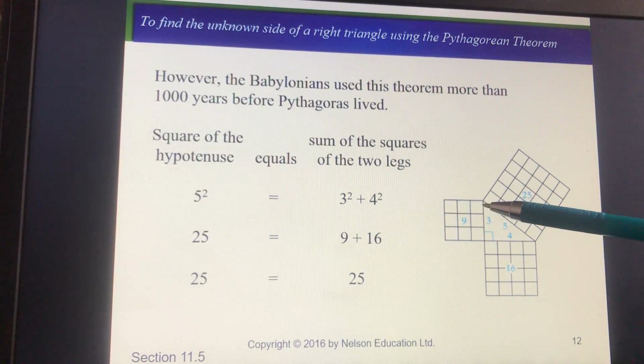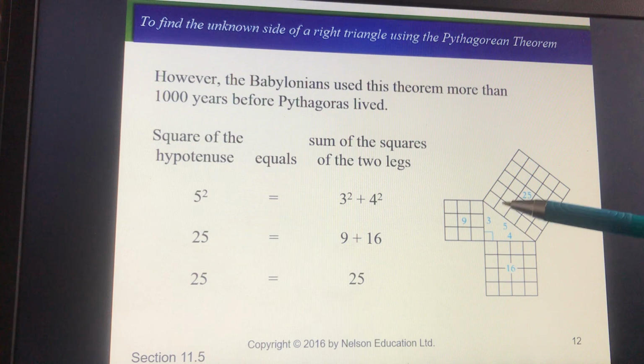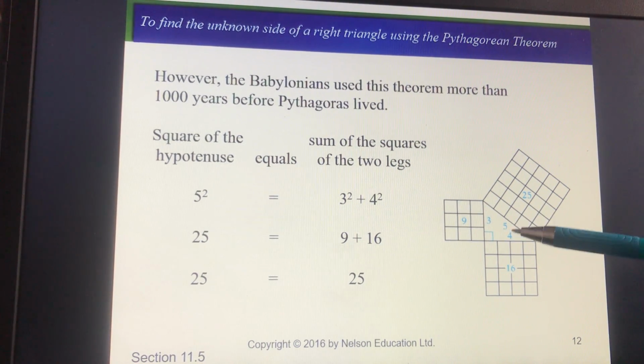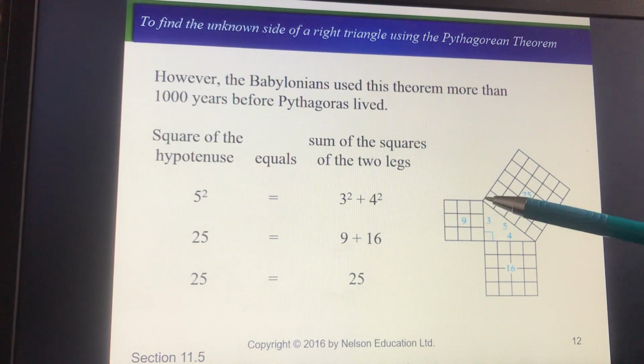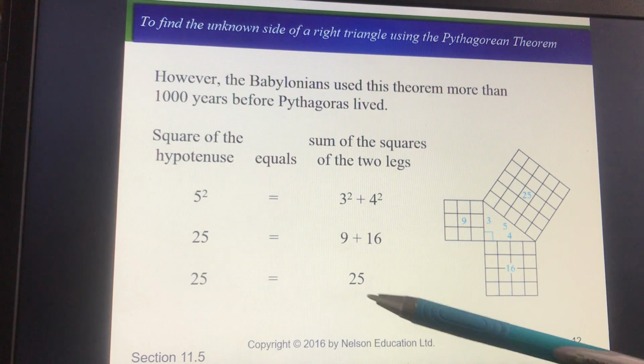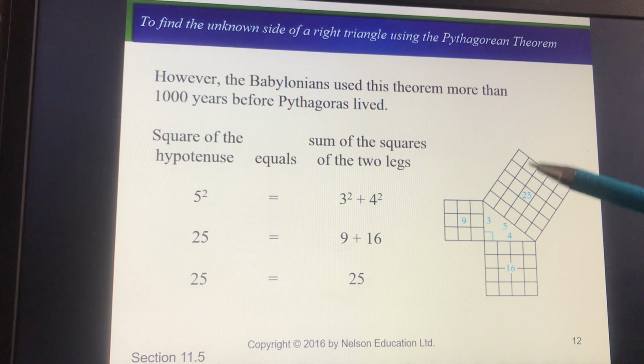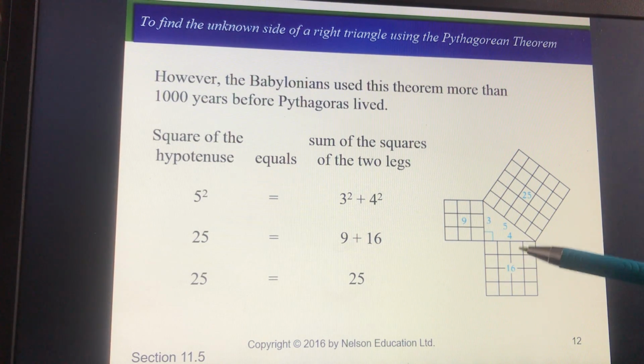In a numerical example, if we have a triangle right down here with the legs 3 and 4 and the hypotenuse 5, the hypotenuse is the side right opposite to the 90 degree, and that's the longest side. You can see that if we have 3 to the power of 2, that's going to be 9. 4 to the power of 2, 16. 5 to the power of 2, 25.